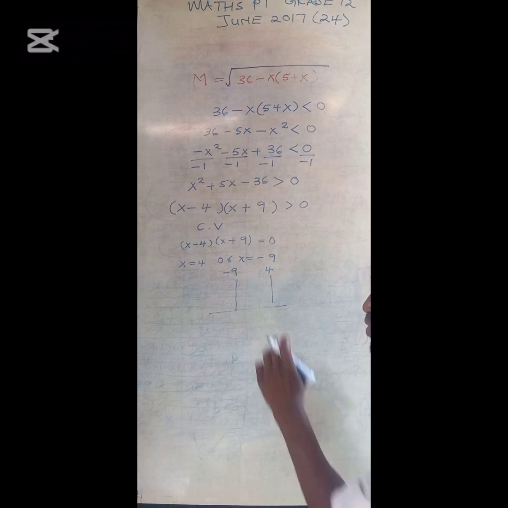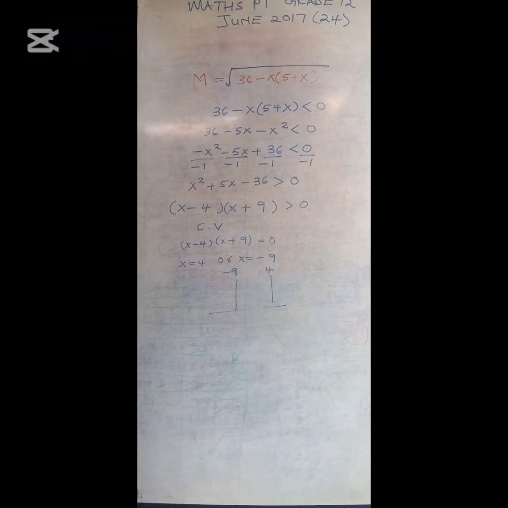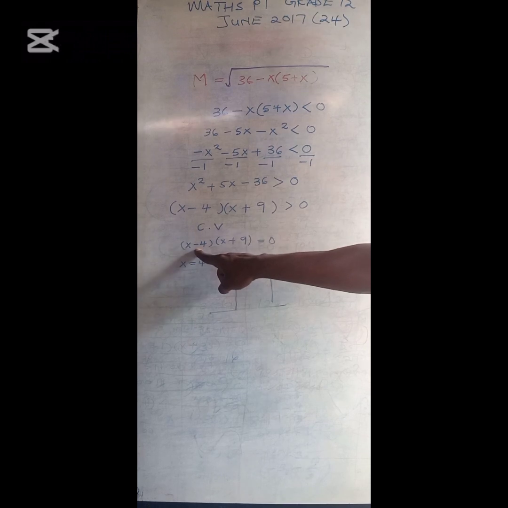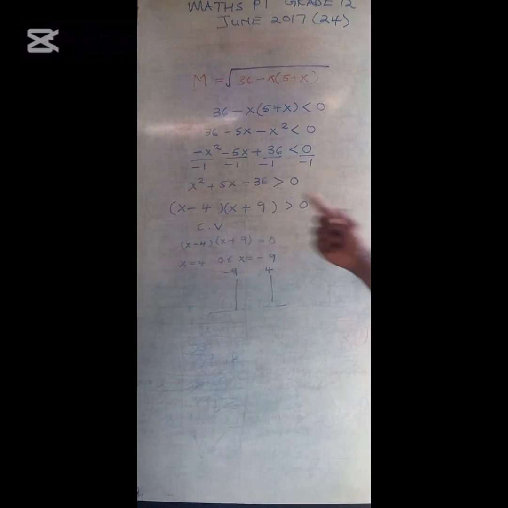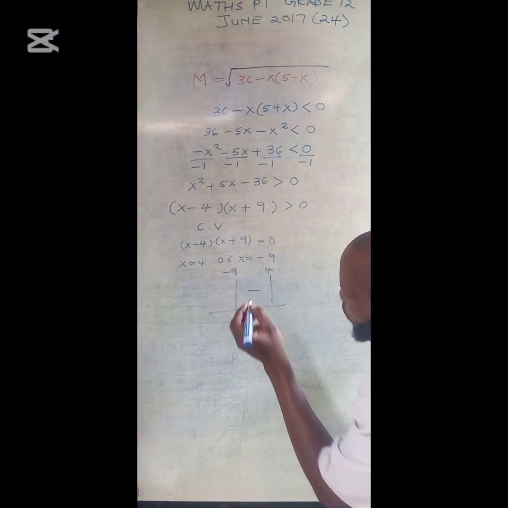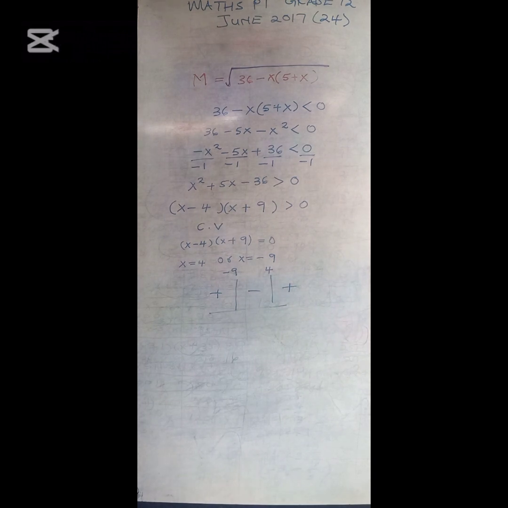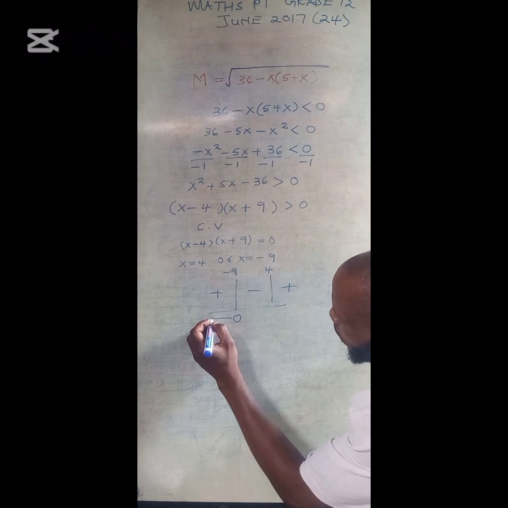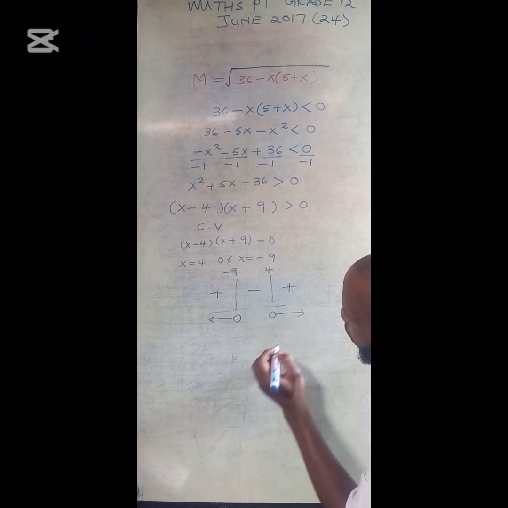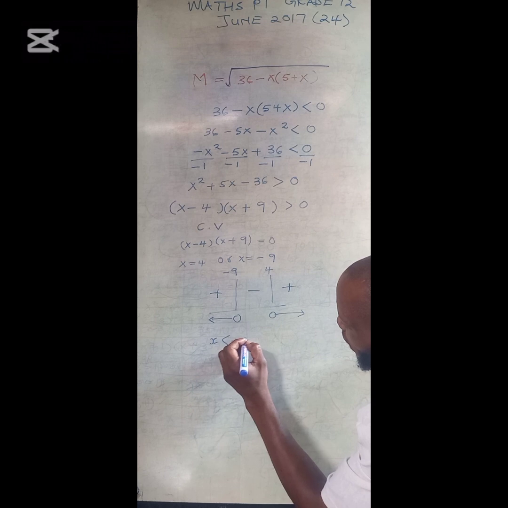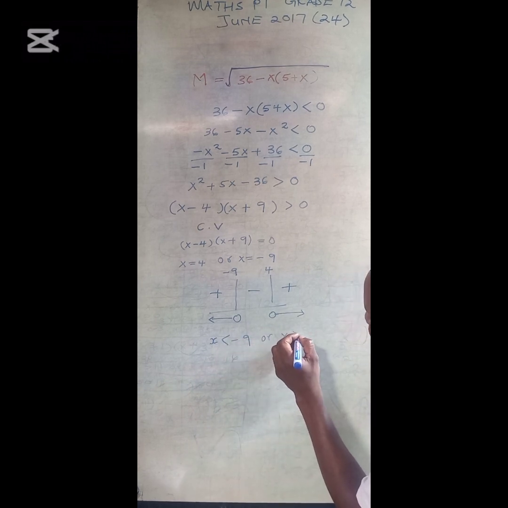The easiest number to substitute is 0, since it's between the two, right? If we substitute 0 here, we have 0 minus 4 is negative 4, 0 plus 9 is 9. Positive by negative is negative. So if we choose any number between here, it will give us a negative. It means that this side is positive, and this side is also positive. So all the numbers that are greater than 0 are positive. Therefore, x must be less than negative 9 or x must be greater than 4.